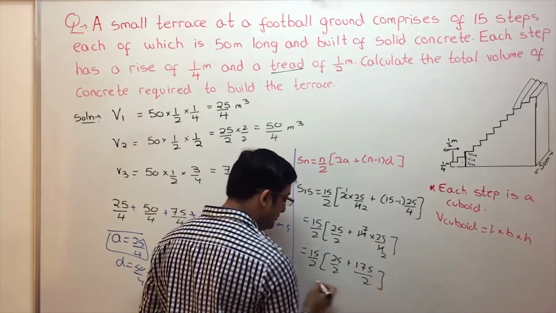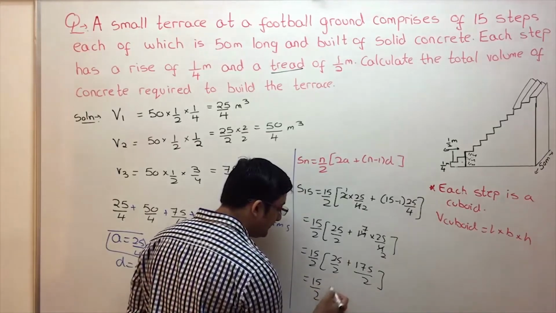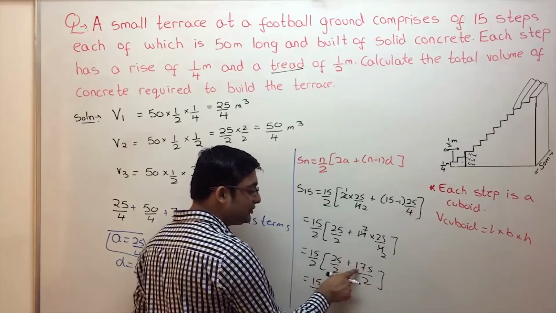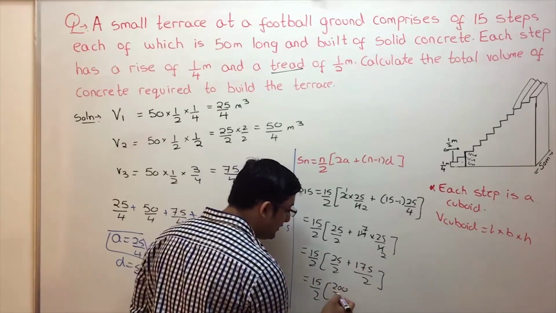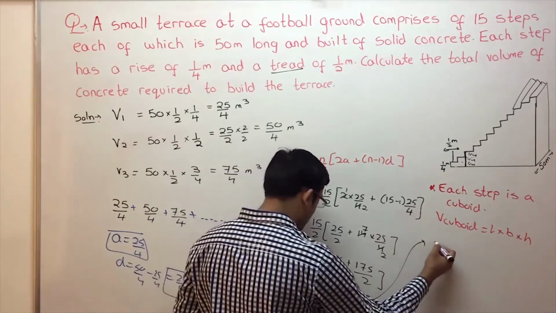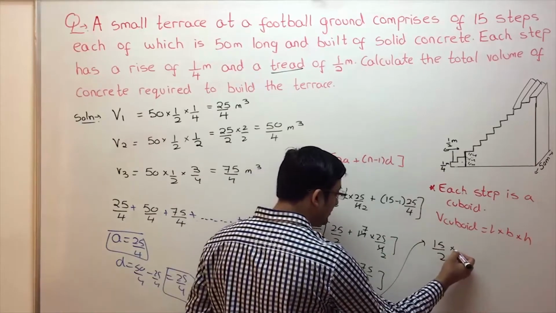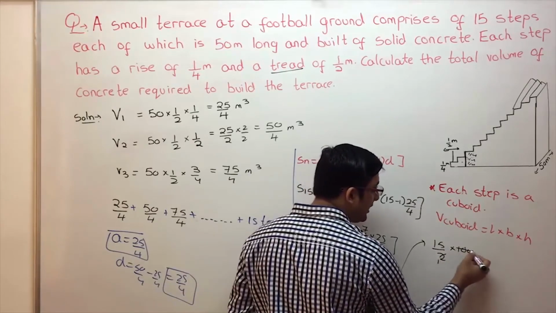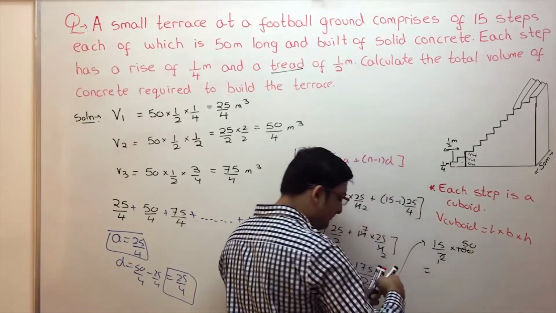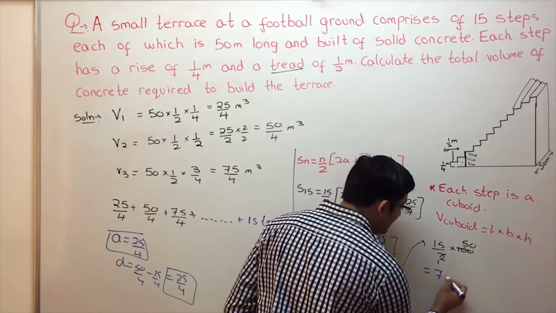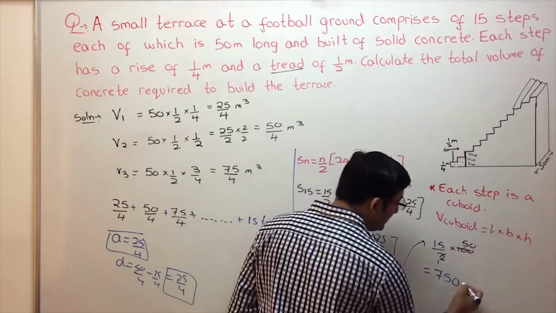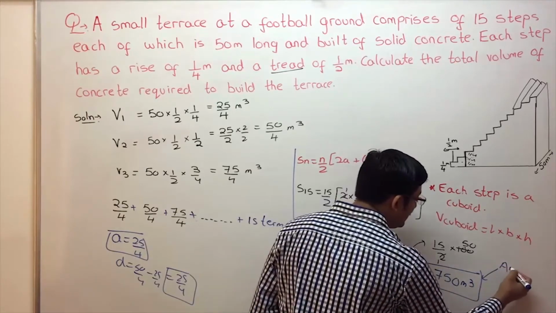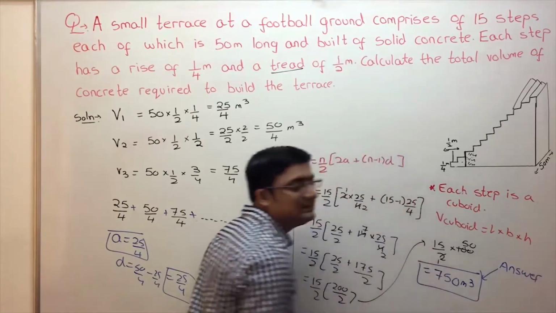So this is equal to 15/2 into 25 plus 175. The denominator is the same, right? So we can add the numerators. 25 plus 175 is 200, divided by 2. So this is equal to 15/2 into 200 divided by 2, that is 100. 2 divided by 2 is 1, 100 divided by 2 is 50. 15 multiplied by 50 is 750. What is the unit? Meter cube. So the volume of concrete required is 750 meter cube to build this terrace.